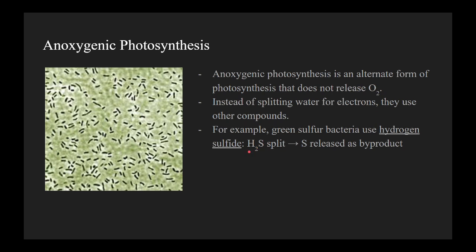So they use H2S, they split this, they get electrons and protons, and they get, of course, elemental sulfur released as a byproduct. And this is also involved in various nutrient cycling. So when sulfur is moving through the environment in various different forms and cycling around, it's also involved in that.